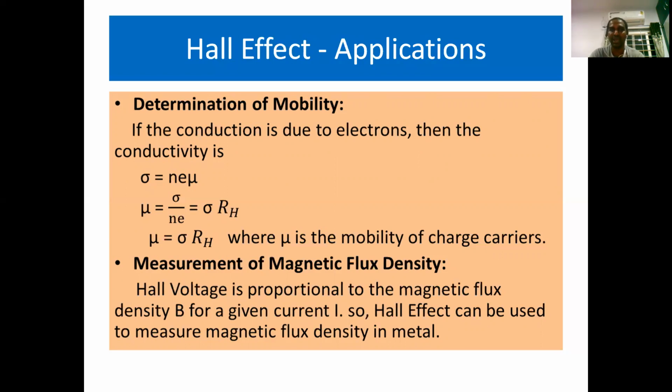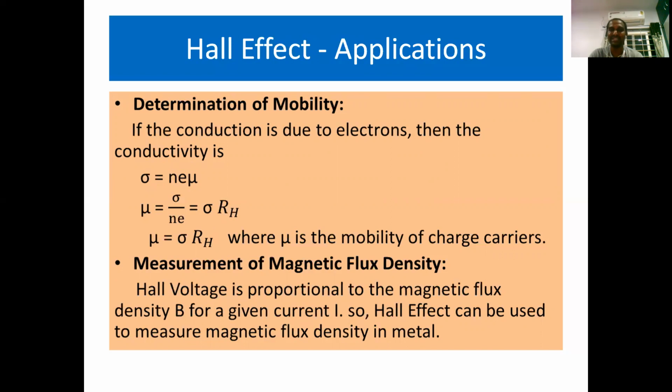If the conduction is due to electrons, then the conductivity can be written as sigma is equal to Ne mu. Here mu is equal to sigma by Ne, that is equal to sigma into RH. Here sigma is the conductivity, mu is the mobility of the charge carriers, N is the number of electrons and E is their charge. Therefore, finally, the mobility expression is mu is equal to sigma into RH. So by knowing the conductivity and Hall coefficient of a material, we can find out the mobility.